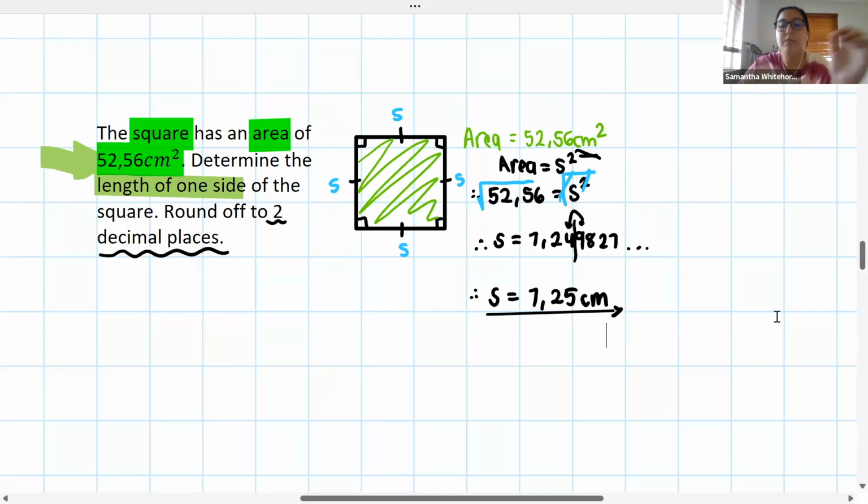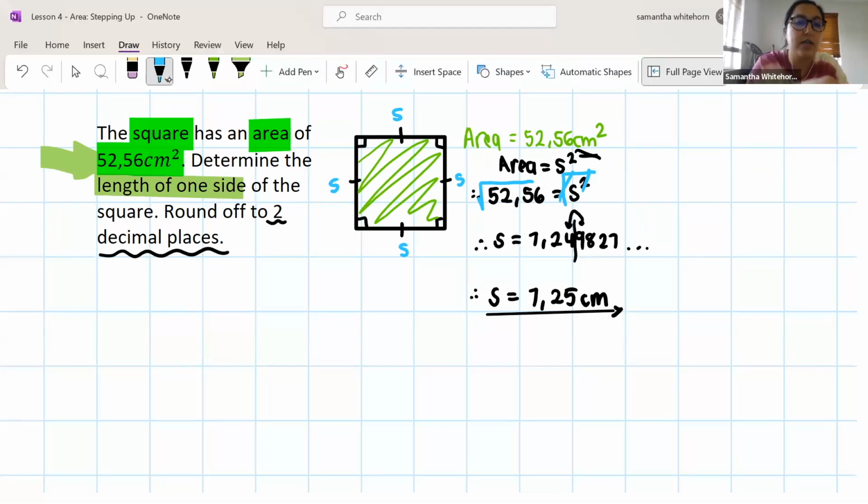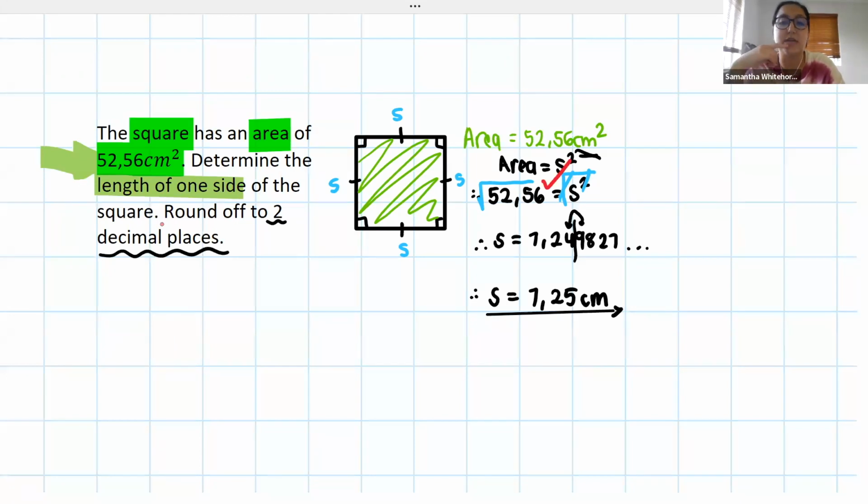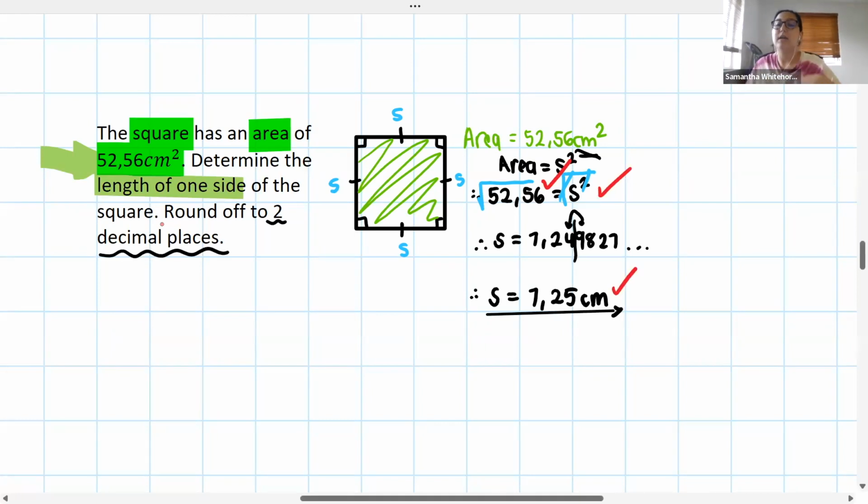So Bokang's asked, how many marks will we get for this particular question? I'd probably give you a mark for subbing in the area, so knowing that area equals side squared. I could give you a mark for the square root and then a mark for your answer that has been correctly rounded off. So 3 marks might not seem like a lot, but if you think of it in terms of a 50-mark test, 3 marks is 6%. And so just by doing these 3 things, you've earned 6% in a 50-mark test. So all of these things add up. All of these little questions add up to get us, hopefully, the mark we want.